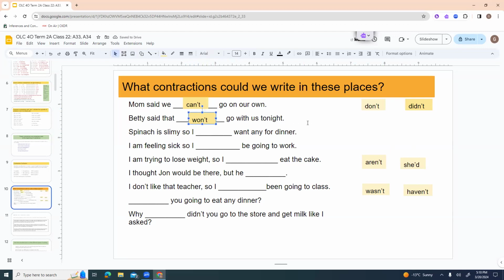Spinach is slimy. So I don't want any for dinner.